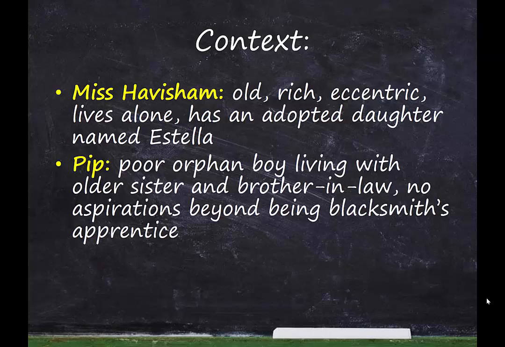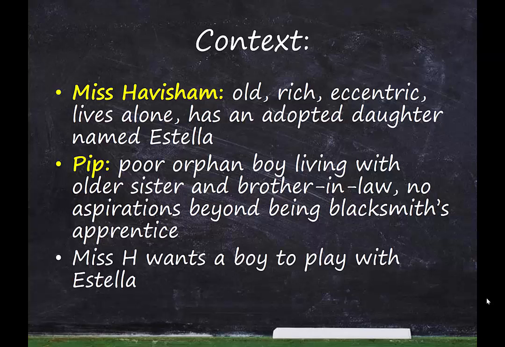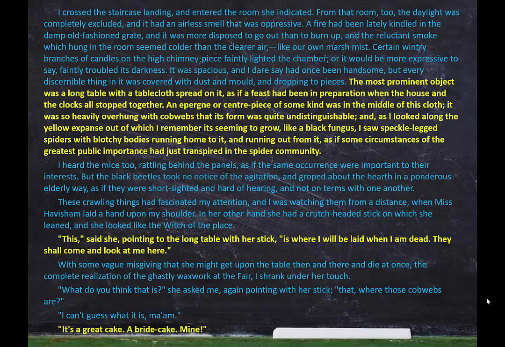Pip is a poor boy who lives with his sister and brother-in-law. All he wants in life is to become a blacksmith. They meet because Miss Havisham wants a boy to come play with Estella. With that context in mind, let's read the excerpt.